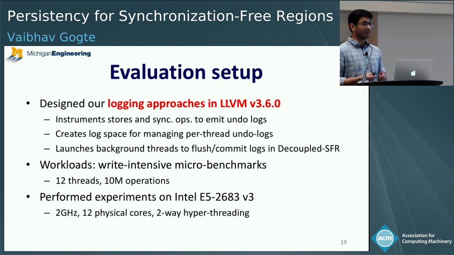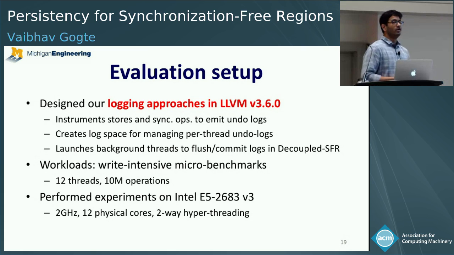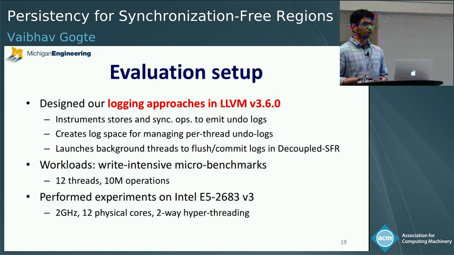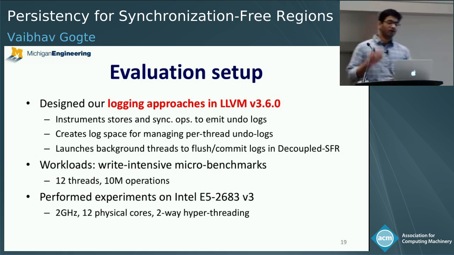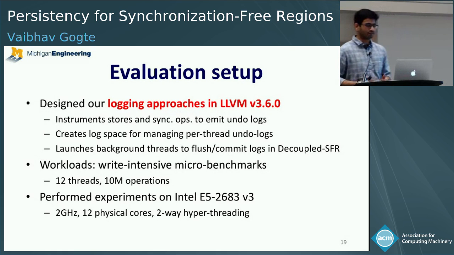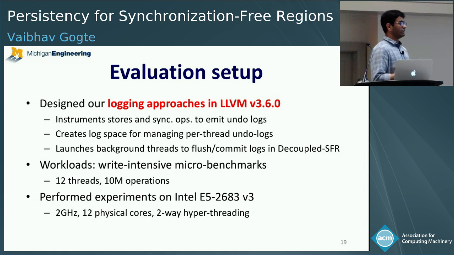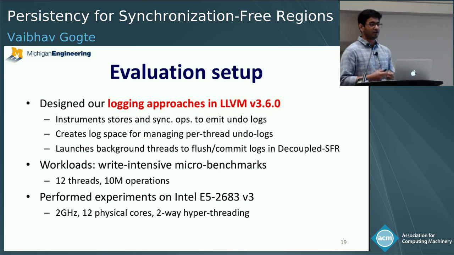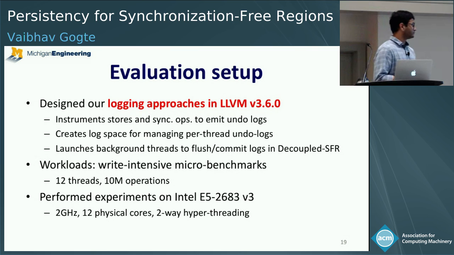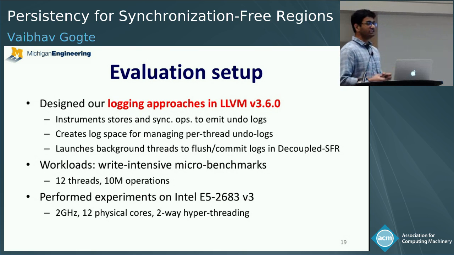We build our implementations as compiler passes in LLVM 3.6.0. Our compiler pass instruments store and synchronization operations to emit log entries. It also creates a log space in persistent memory to record all these logs. And finally, it also launches a set of background threads to flush and commit logs in the background in the case of decoupled SFR. We use a set of write-intensive microbenchmarks that have been widely used by the prior works. And these microbenchmarks consist of 12 threads and perform 10 million operations. Finally, we perform our experiments on machines with 12 physical cores and two-way hyperthreading.